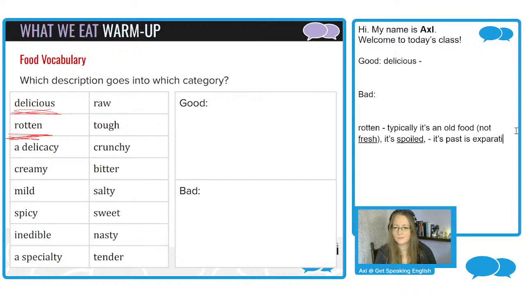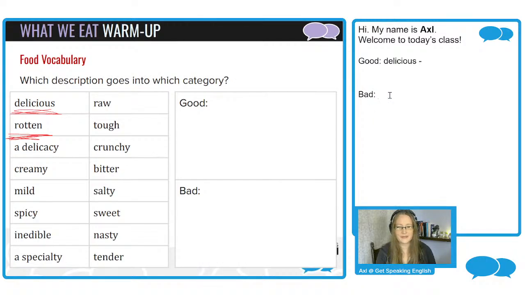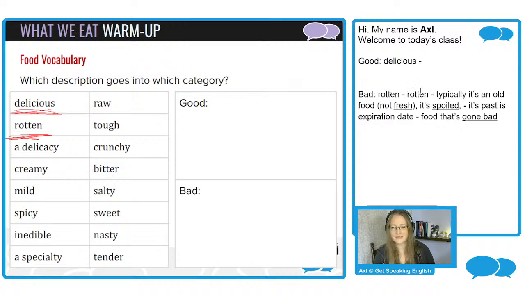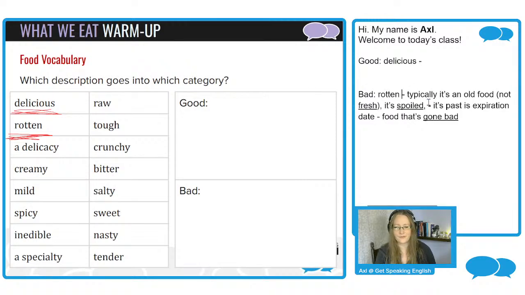And I see too, yeah, when it's gone bad, that would be another way that we would describe it. Exactly. So food that's gone bad. Another great collocation there. So we're definitely going to put this in the bad category, I think. So something rotten. Yeah, when it's old and spoiled and things like that.